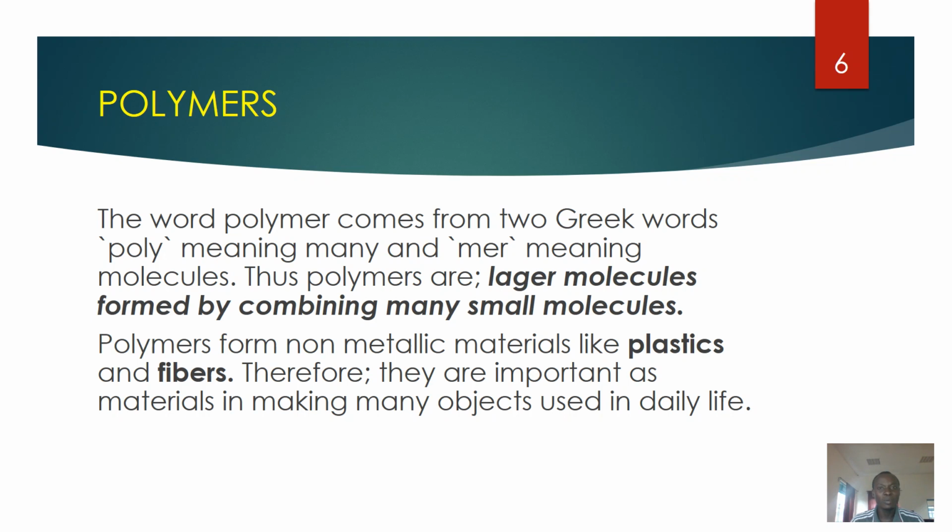The word polymer comes from two Greek words: poly meaning many and mer meaning molecule. Thus, polymers are larger molecules formed by combining many small molecules. In other words, think of a polymer as a very large molecule formed by combining many other small molecules. We build many small molecules together, we combine them, and then we get a larger molecule called a polymer. So polymers form non-metallic materials like plastics and fibers. Therefore, they are important as materials in making many objects used in daily life. We have seen that plastics and fibers are some of the materials we use for making objects in daily life.